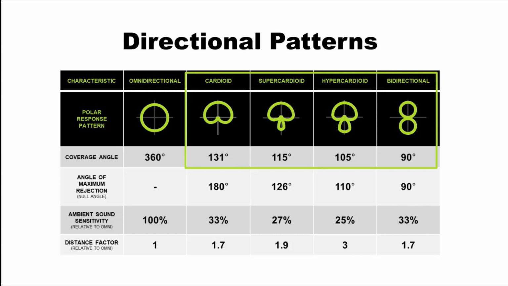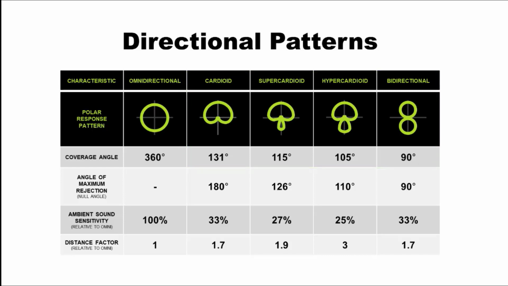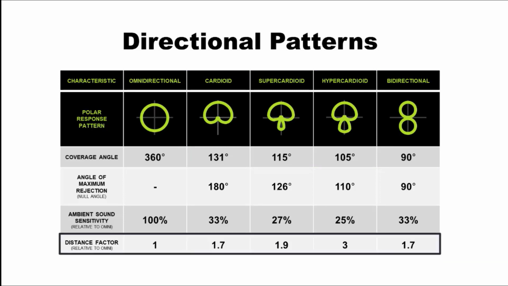So you see those figures there, coverage angle, 131 degrees, 115, 90 degrees. So for instance, a cardioid is wide enough that you might be able to pick up two people at a table with one mic. A bidirectional is better when you're really trying to focus on one particular person, maybe at the end of the table, and you don't want any pickup of the people next to them or the surrounding noise. Another characteristic or spec from microphones is the distance factor.